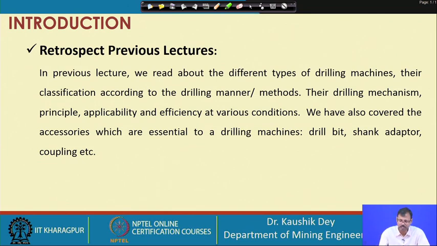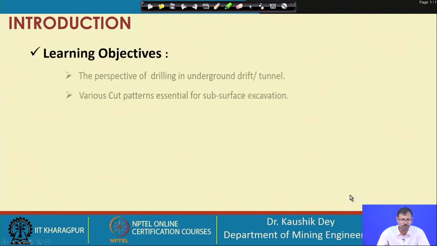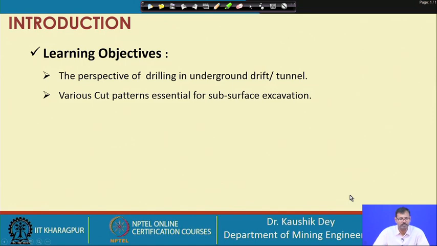But we have already covered these things in the previous classes. In today's class, we will discuss the drilling pattern, and mainly we will discuss the drilling patterns of underground drifts and tunnels. So, our today's learning objective is the perspective of drilling in underground drifts and tunnels, and various cut patterns essentially required for the subsurface excavations in underground drifts and tunnels.